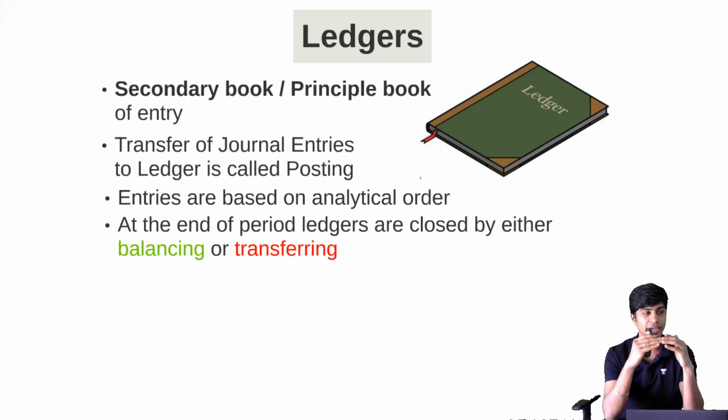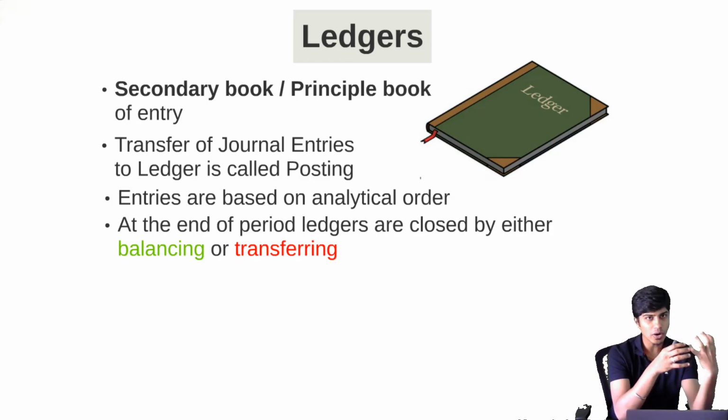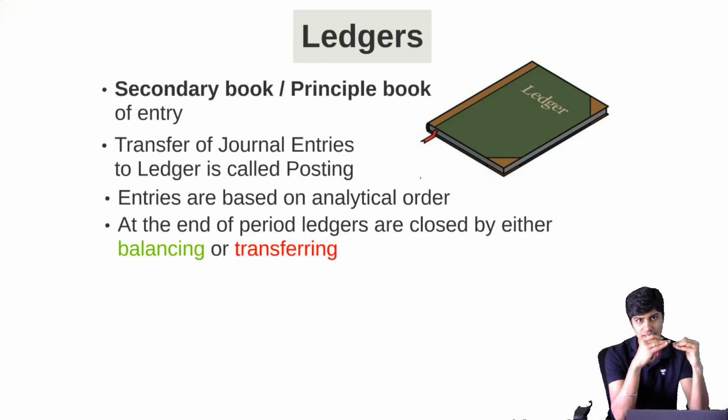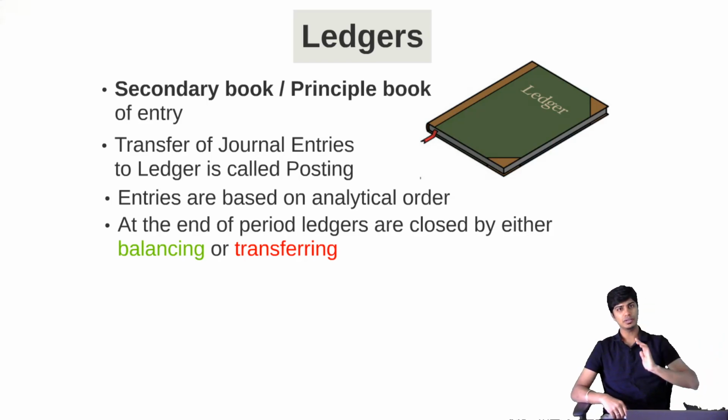At the end of the period, ledgers are closed by either balancing or transferring. Whether to balance a ledger or to transfer the ledger account balance depends upon the type of ledger. If the account involved is a real account or a personal account, it is balanced, and such balancing figure is transferred to the subsequent period, carried forward.